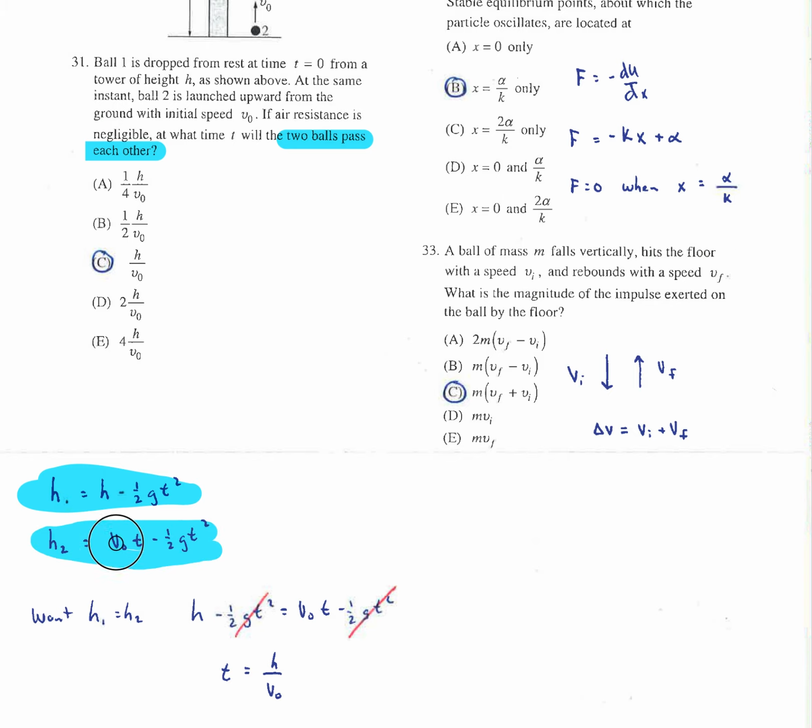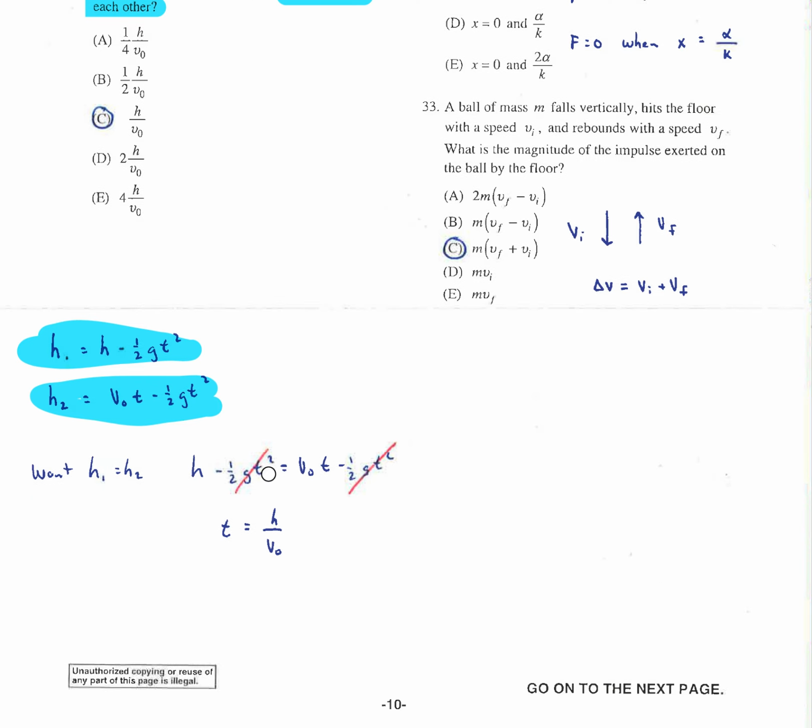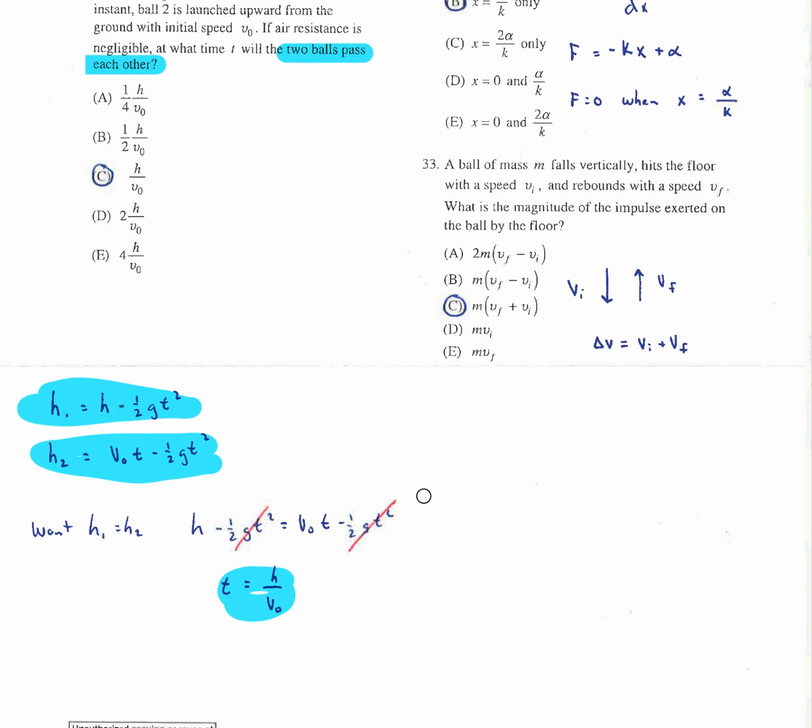And so all you gotta do is set h1 equal to h2. That's what it means to pass each other, which is the same thing as colliding. You want them to be at the same height at the same time. So set them equal, cross those off algebraically, and boom, you're done. That's the time at which they would hit. If you want to know the velocity at which you could hit, then you'd have to go to like v equals v naught minus gt and stuff like that.